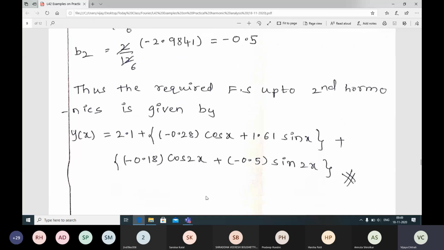Now today I'll stop here, and tomorrow we'll solve a few more examples on this practical harmonic analysis. Tomorrow will be the last class for this module 2.